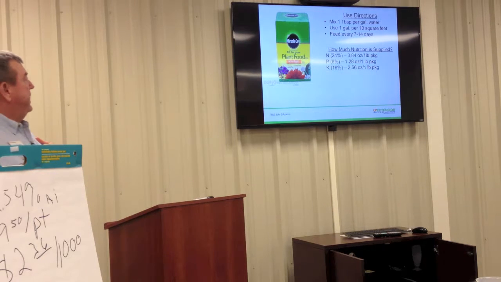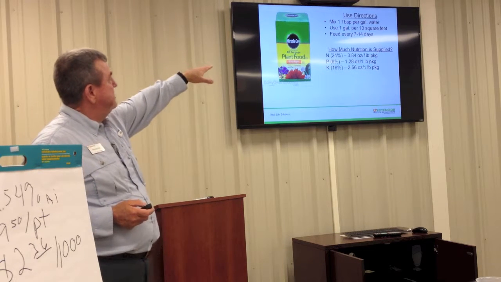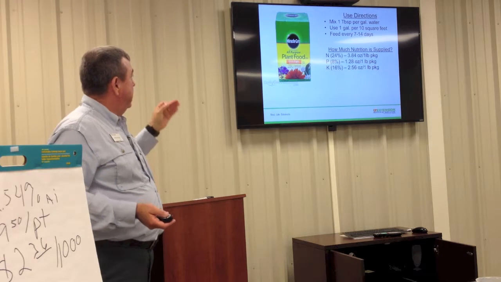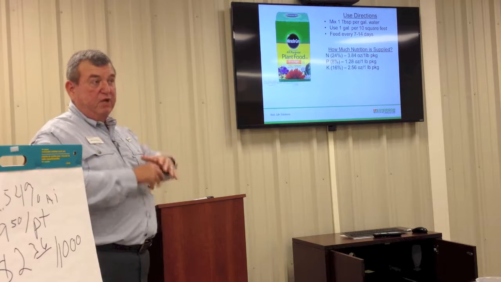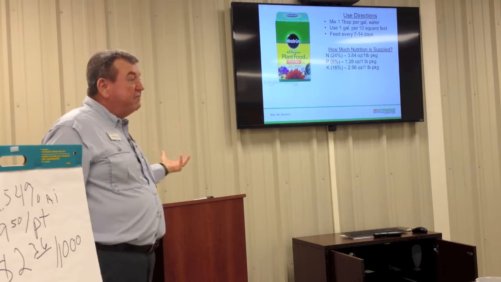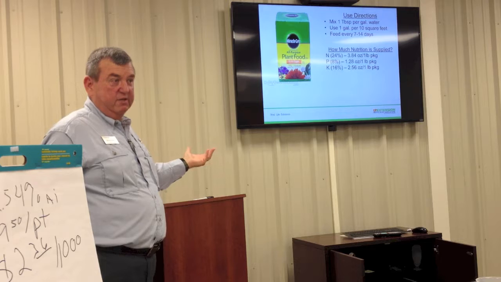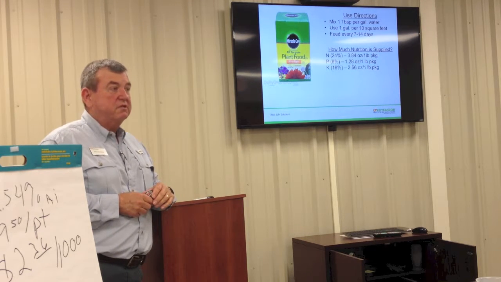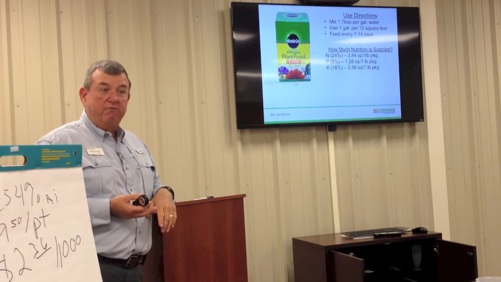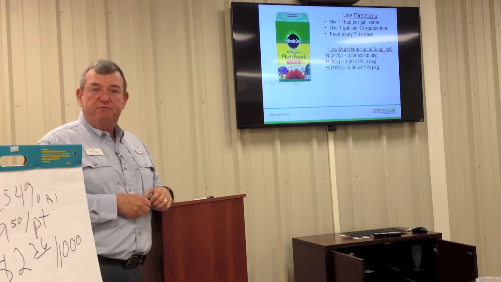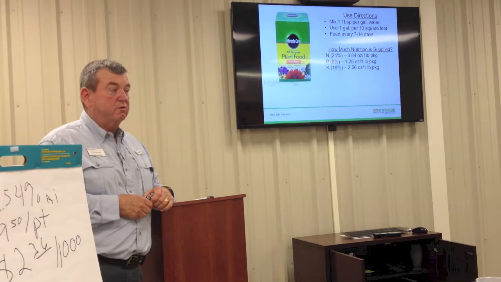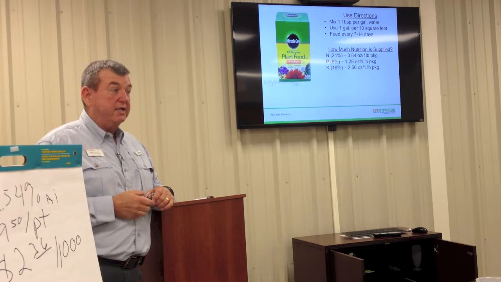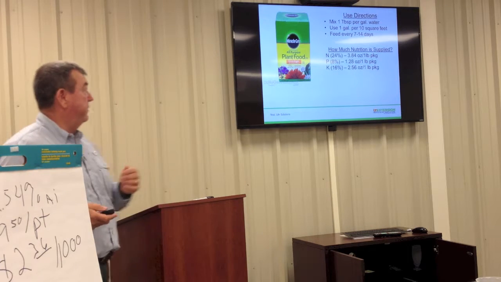Any questions? And look at this: you use a tablespoon in a gallon of water, well, how much is in that gallon? Not much nutrient. Use a gallon for 10 square feet. So you're not putting a lot of nutrition out there, but you're applying it every 7 to 14 days, whatever the label says. So that's the reason it has to be applied so often, because there's not a lot there. You're spoon feeding, and there's nothing wrong with it. It's not the most economical way to feed it, but in a lot of cases, it's the most convenient way to feed it, and it makes more sense to do it that way.